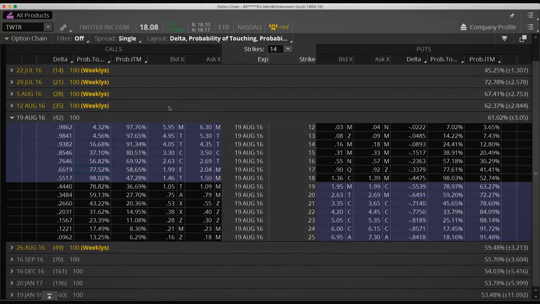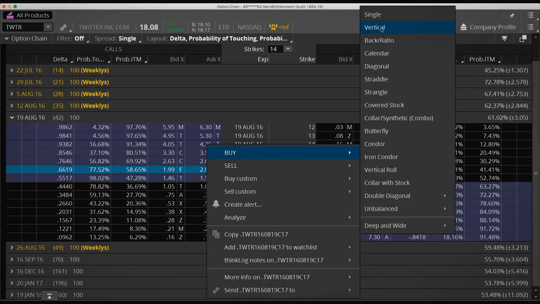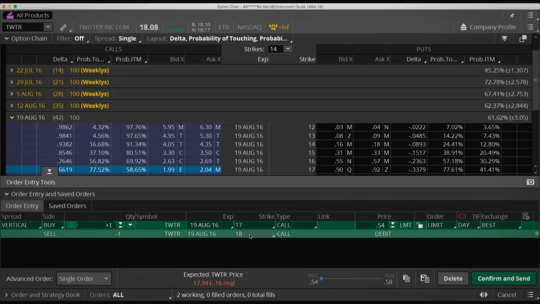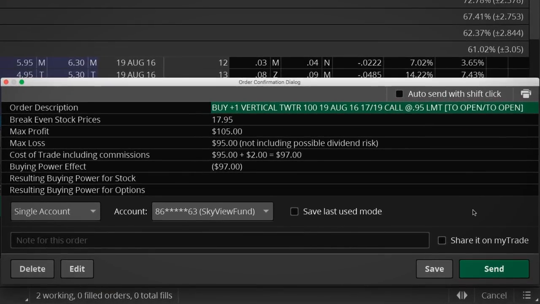the thinkorswim trading platform. All you're going to do is go to the option chain, right click the option you want to buy, then click buy vertical. From there, all you have to do is adjust your strike selection. I personally prefer to buy one strike in the money and sell one strike out of the money when trading this strategy.